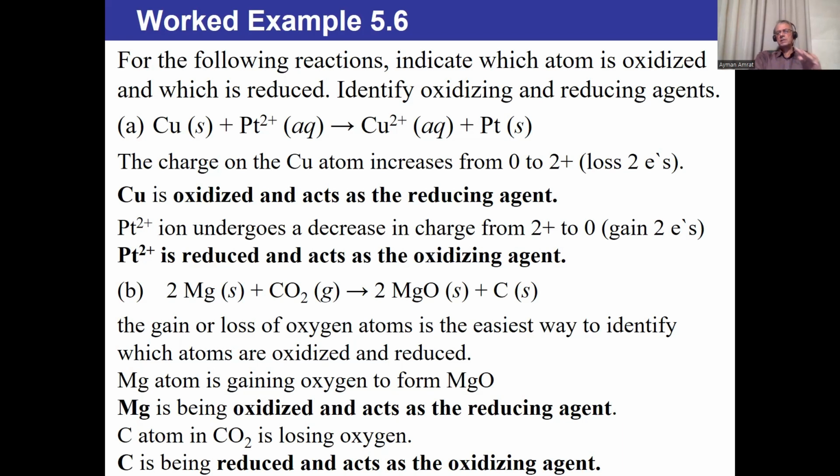Oxidation either increases the positive charge, decreases a negative charge, or loses oxygen. Again, oxidation loses oxygen; reduction.